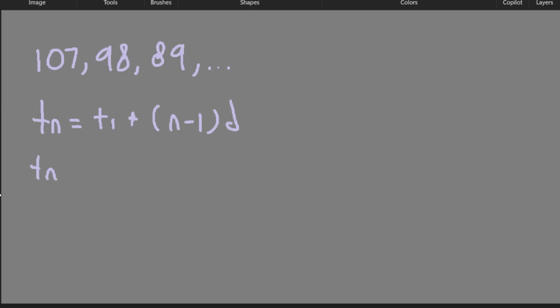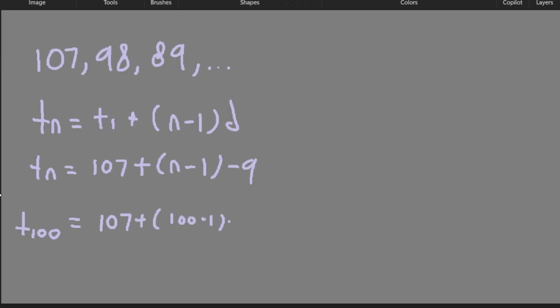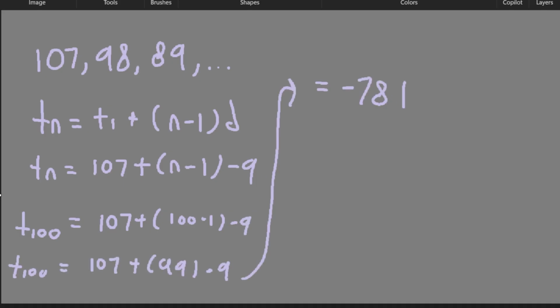Okay, so term 1 is 107 plus n minus 1. And the common difference here is actually going to be negative. Let's do 98 minus 107. We're going to get minus 9. When we find the 100th term, it should be pretty low. 107 plus 100 minus 1 times negative 9 gives negative 784. This is the 100th term of this sequence. So from that question, we know that negative 784 is equal to T100.